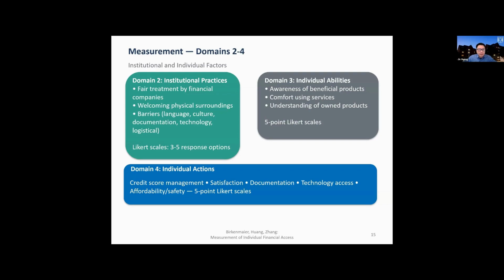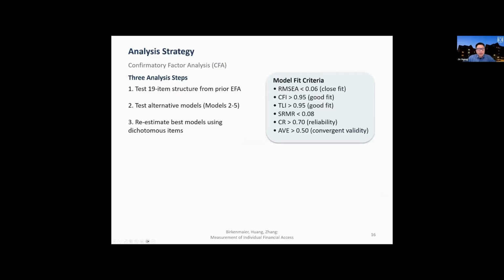And for domain 3, individual abilities, the measures measure personal readiness. An item in these domains is something like, I'm aware of the products and services from financial service companies. And domain 4, individual actions, looks at specific actions such as, I have and use any needed technology to access financial products and services. Now, as Julie mentioned, eventually in the final scale, we combine these two domains, domain 3 and domain 4, together.